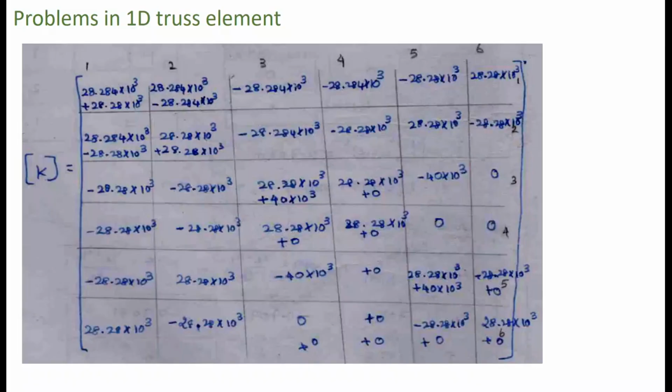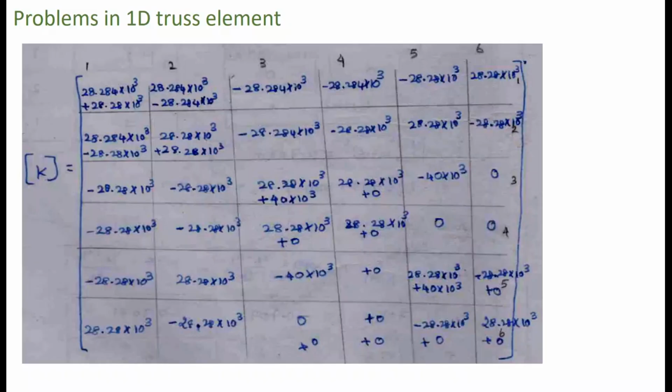2,1 has two values, 28.284 × 10^3 and minus 28.28 × 10^3. 2,2 has two values, 28.28 × 10^3 and 28.28 × 10^3. 2,3 is minus 28.28 × 10^3, and 2,4 is minus 28.28 × 10^3. 2,5 is 28.28 × 10^3. 2,6 is minus 28.28 × 10^3.